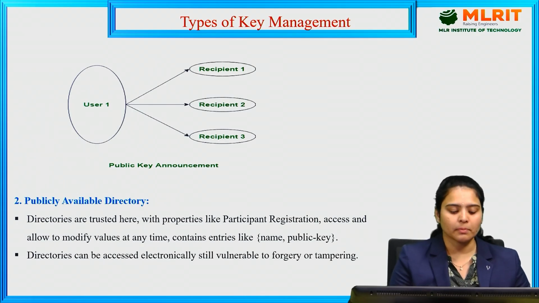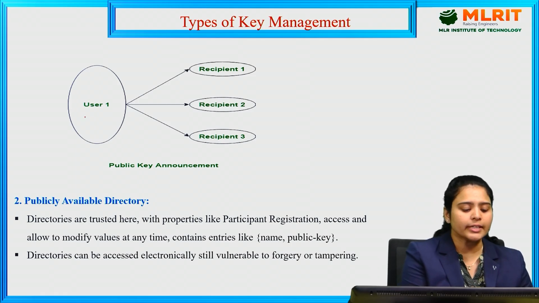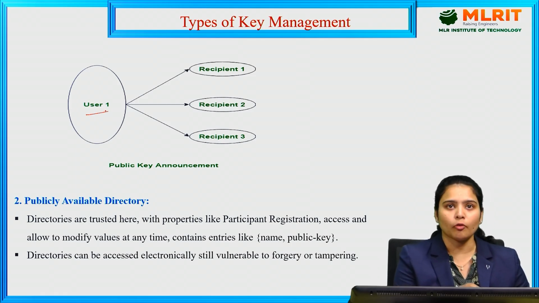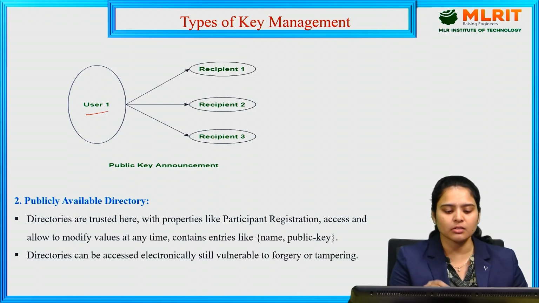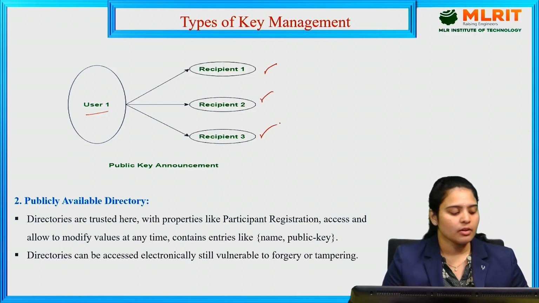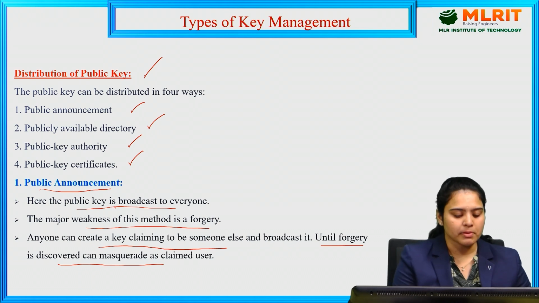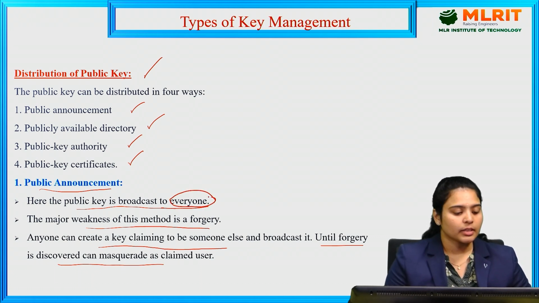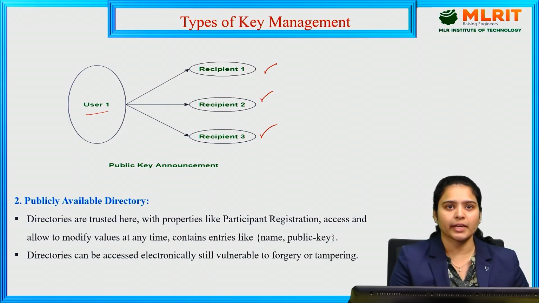See here, the public announcement can be seen in the figure. Here user 1 will be there, and of all the users there will be a number of recipients, here 1, 2 and 3. That is the way we communicate in public announcement, meaning it is visible to everyone. That is what the figure shows for public announcements.